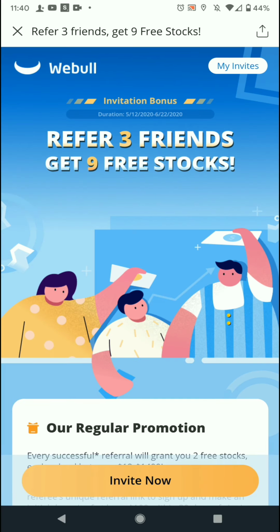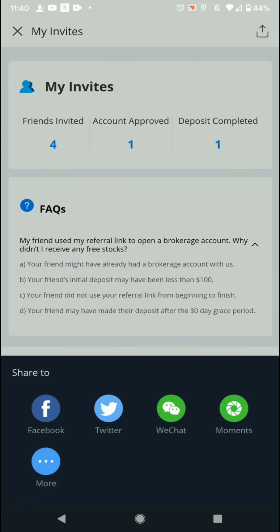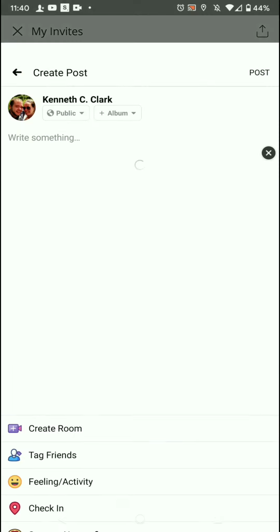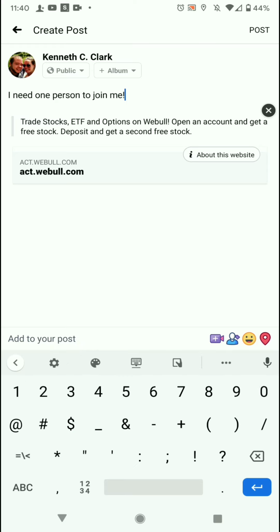This is why WeBull is probably the best app out there. Not saying CashApp or Robinhood are bad, but in terms of technicality, this one has some of the best tools and some of the best referral rewards.